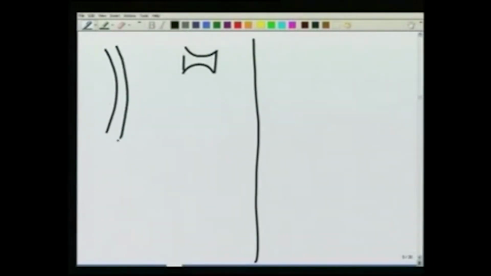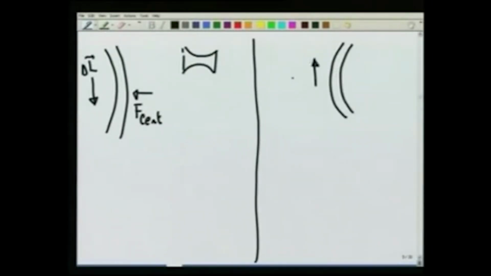The two kinds of tracks, two turns we are looking for are like this. In this case, remember, delta L is in the direction opposite to the direction of motion, and this is F centripetal. In this case, the change in the angular momentum delta L is along the direction of the motion, and this is F centripetal.